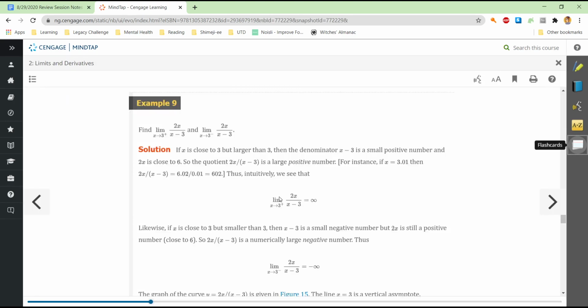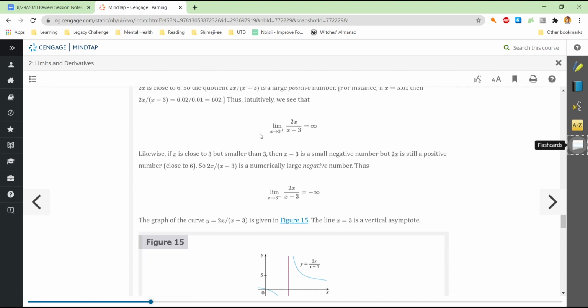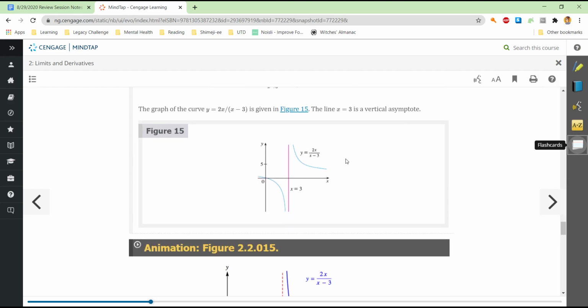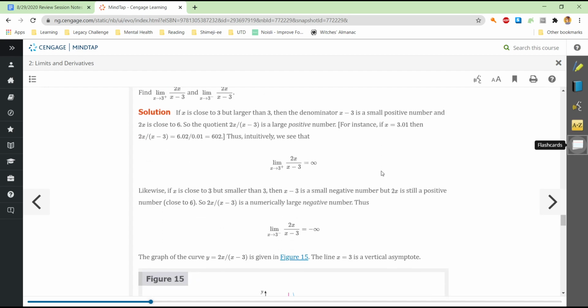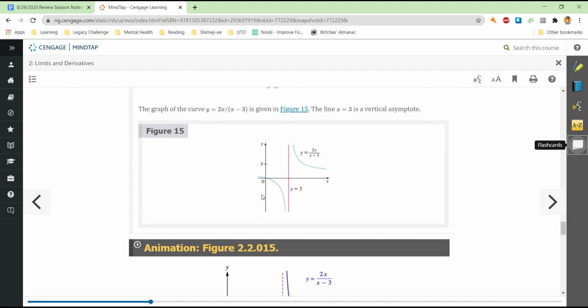From the right, it's going to start approaching positive infinity. But from the left, it's going to start approaching negative infinity. This means that the line at x equals 3 is a vertical asymptote, even though they go to two different infinities. It also means that if you were to say the full limit, as x approaches 3 from either side, you would just say it does not exist, because it does not approach the same infinity.